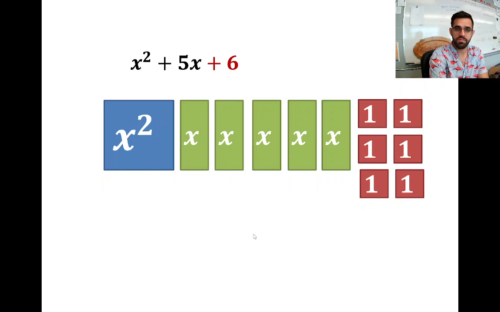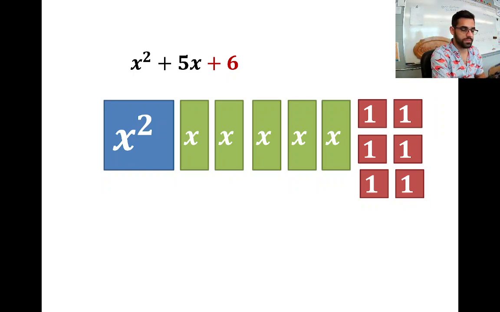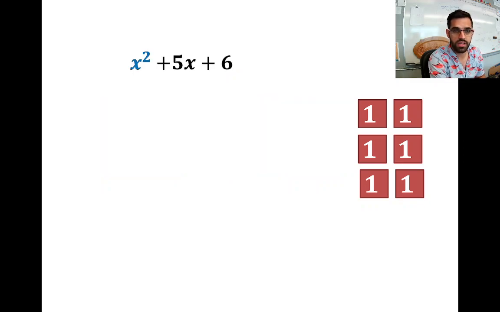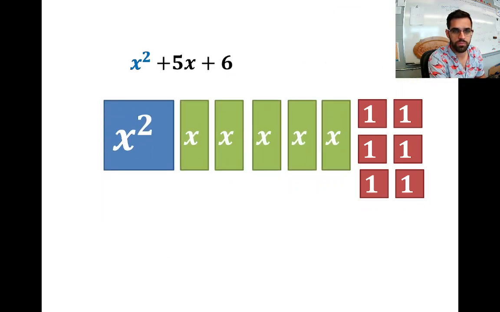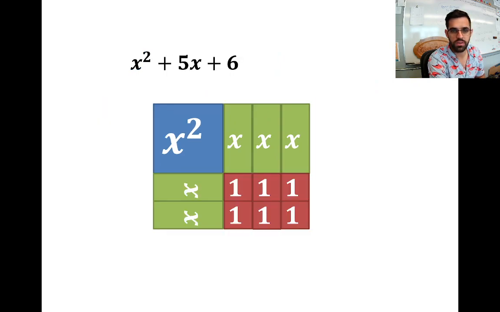Now, when I say factor, remember factoring is a number times a number. That's our formula for the area of a rectangle. So if I can take these tiles and make a rectangle out of them, I can look at how long the top is, how long the side is. Those would be my factors. So we're going to take those tiles. I could take these tiles and move them all together, and I've made a rectangle.